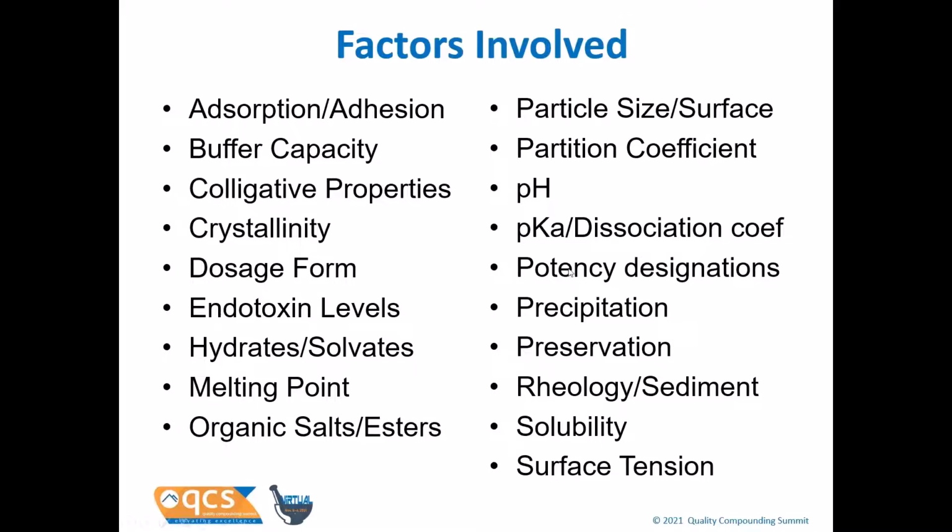Melting points, organic salts and esters, particle size, particle surface. And this is really important, especially for capsules and topical powders and things like that. Partition coefficients, where's the drug going to be in that preparation that you made, that emulsion or that transdermal gel that you prepared. pH is important, the pKa, dissociation coefficient, potency designations. A lot of things are not dosed necessarily by milligrams, but are dosed by activity. And this is where a lot of calculations can become involved and are very important.